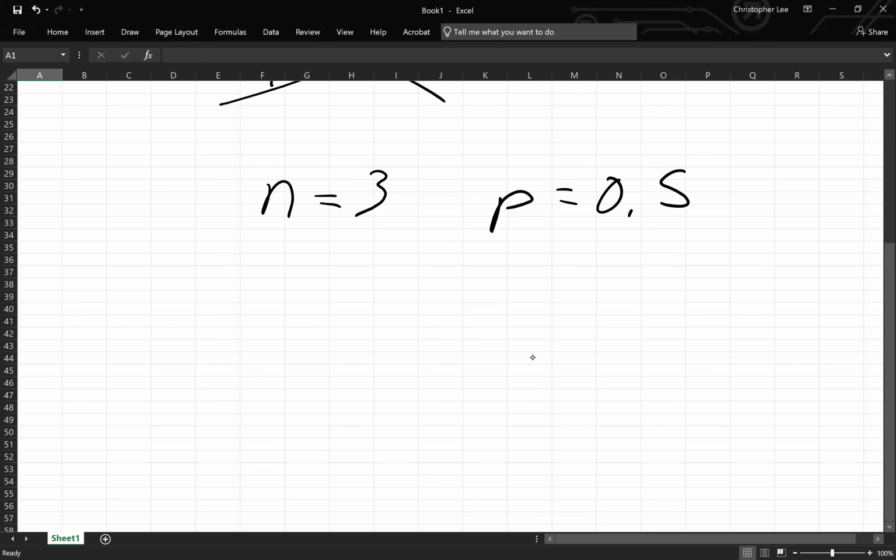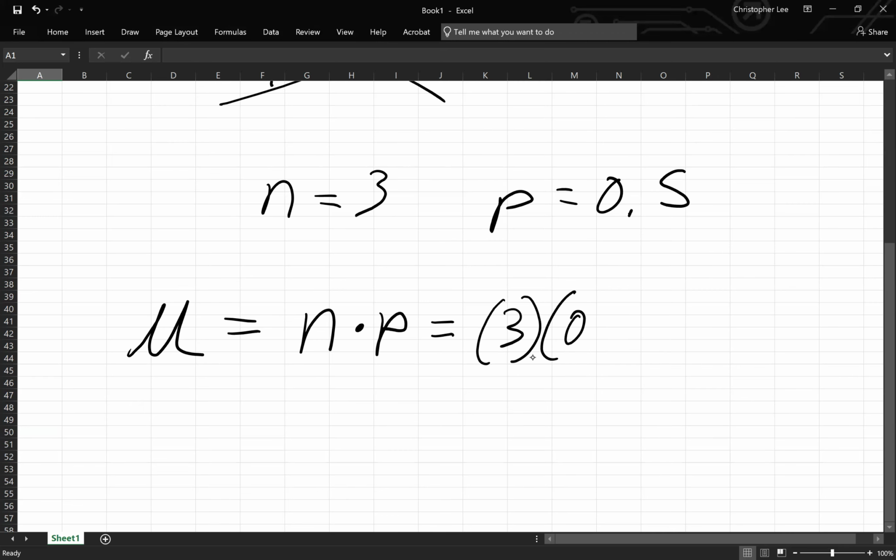There's a formula on the formula sheet, right? The first one is the mean, mu. The formula is N times P. It's in chapter 6 on the first page. So you just plug in those numbers. So it's 3 times 0.5.